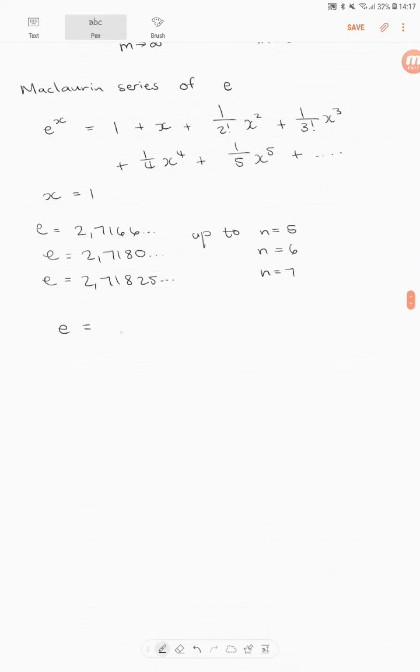So e, our natural base, is equal to 2.7182819. Please note that most calculators will have a function for this.